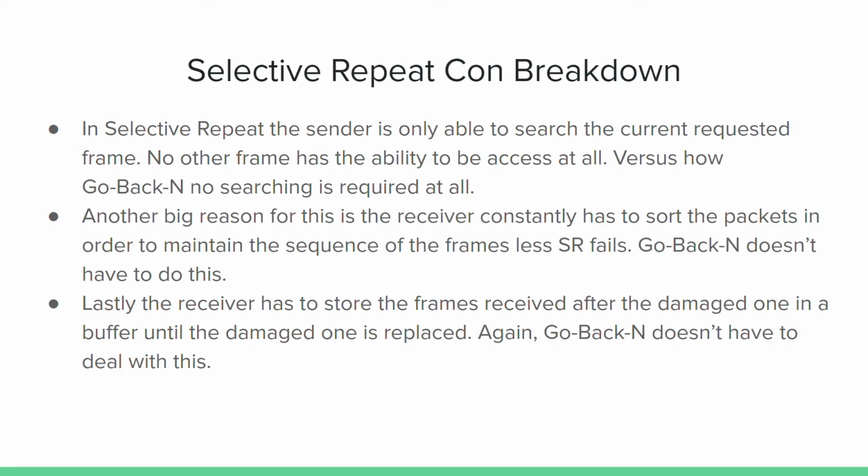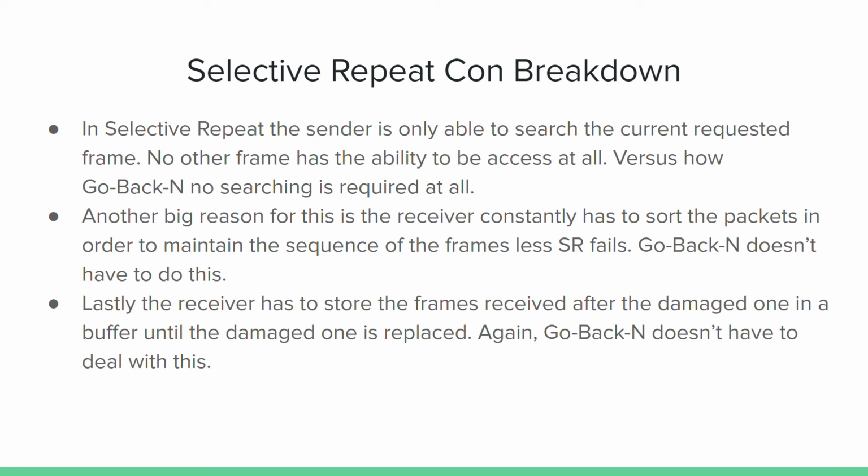Okay, in selective repeat, the sender is only able to search the currently requested frame. No other frame has the ability to be accessed at all. Versus go back N, where no searching is required at all, and you can just get any frame you want. Another big reason for this is the receiver constantly has to keep sorting the packets in order to maintain the sequence of the frames. Otherwise, selective repeat will just fail. Go back N doesn't have to do this.